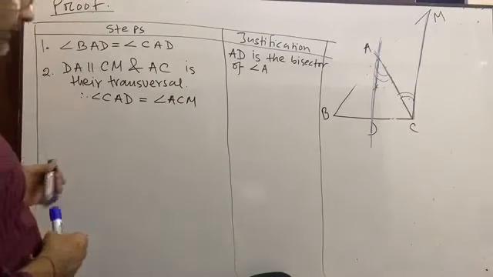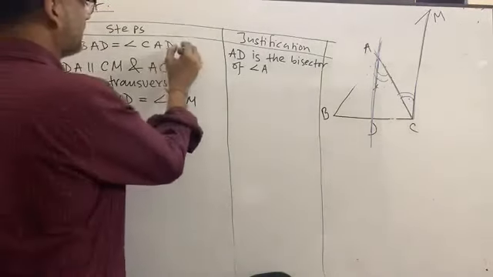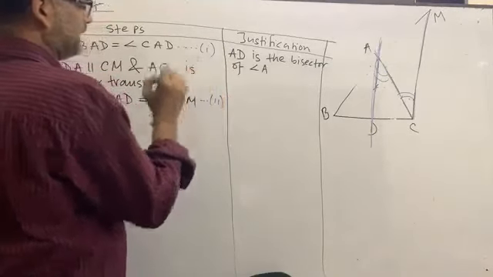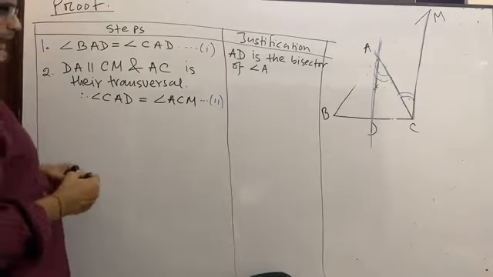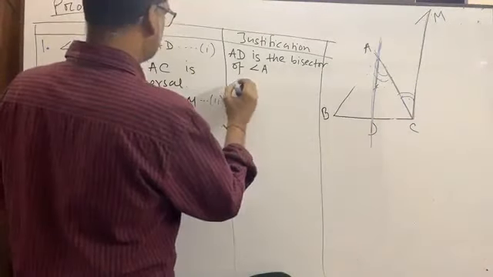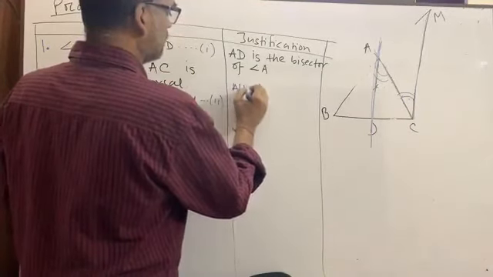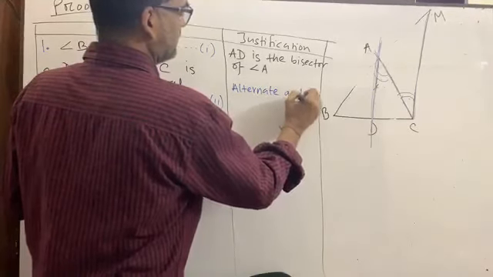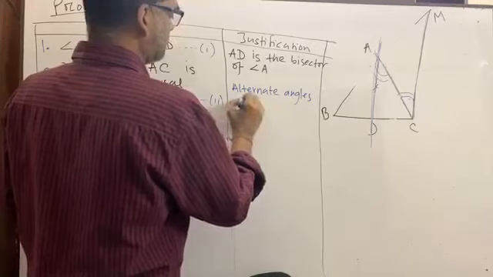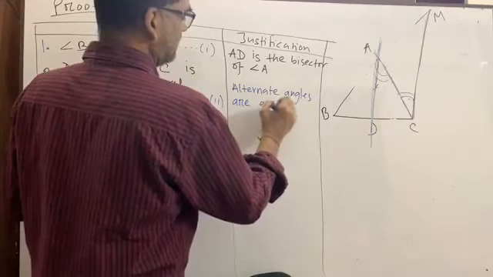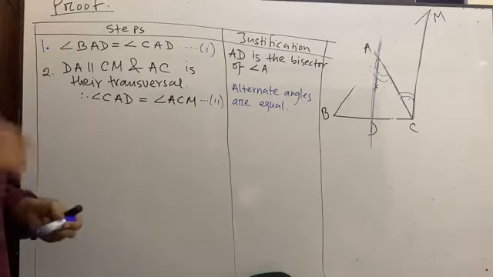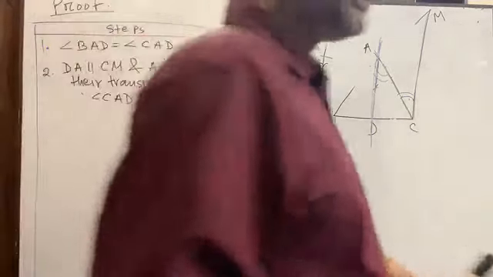In this way I can give here equation 1 and equation 2, and the side note: alternate angles are equal. That's good. Now we will modify the figure again.